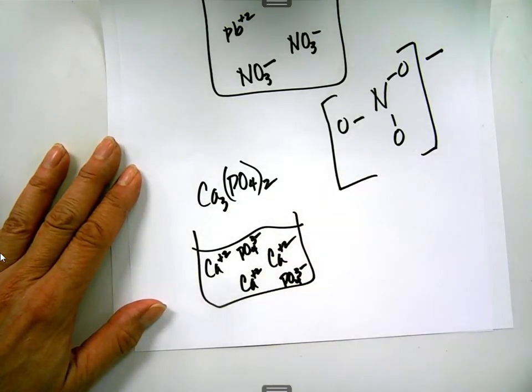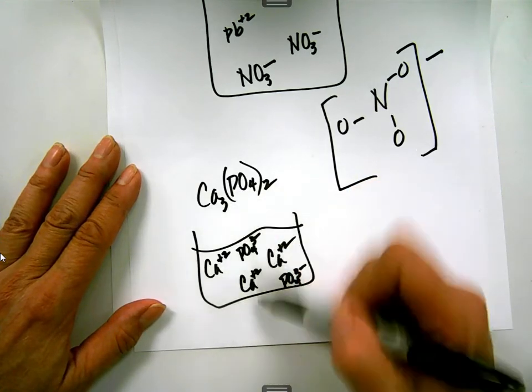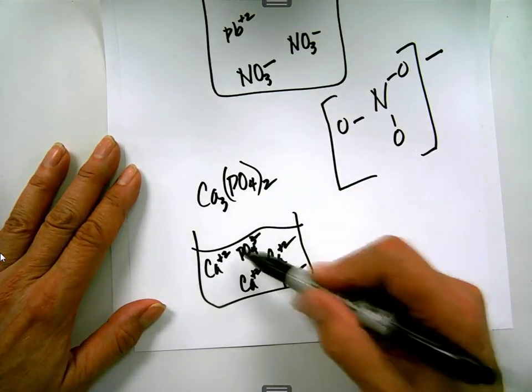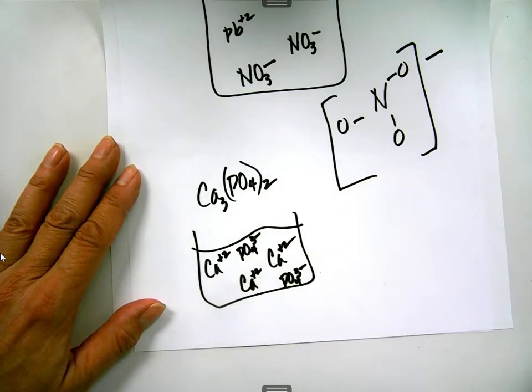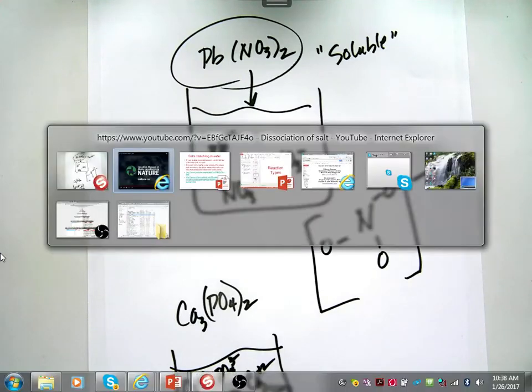Now, once again, it's impossible to just put a single piece of that in there. But it's important to recognize that the ratios of the component ions would be a 3-to-1 calcium to calcium phosphate and a 2-to-1 phosphate to calcium phosphate, right? Okay, so that's ions in solution.